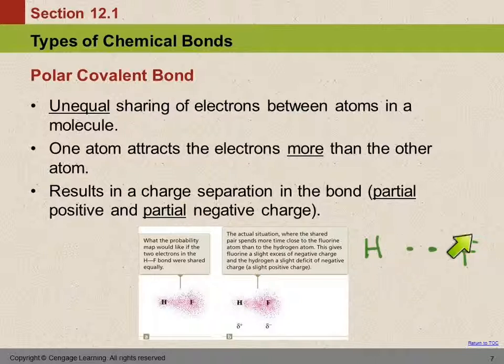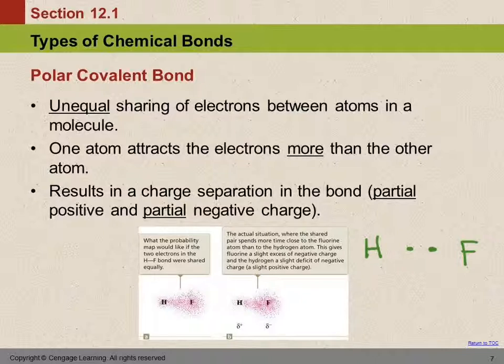It's not that the fluorine house has adopted this little boy. He still belongs to the hydrogen. They're still sharing, but they're spending more time at one house than the other. Does that make sense? That's a polar covalent bond.